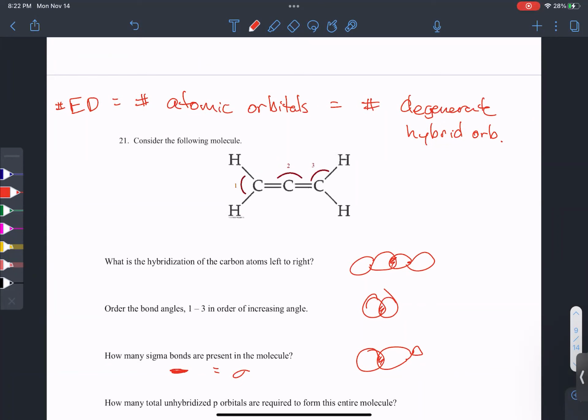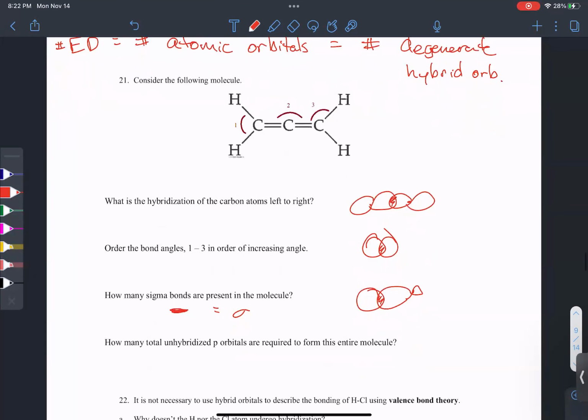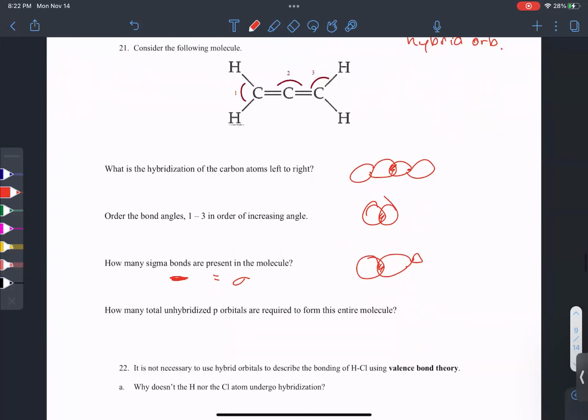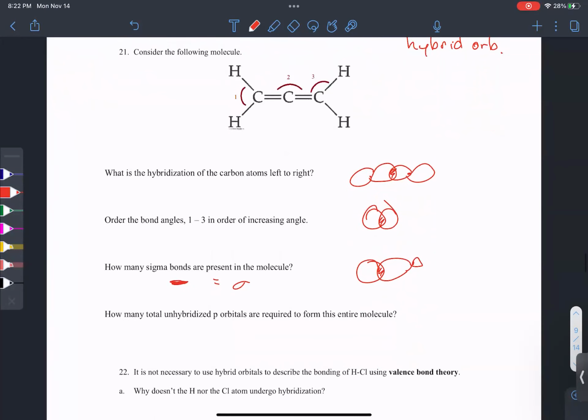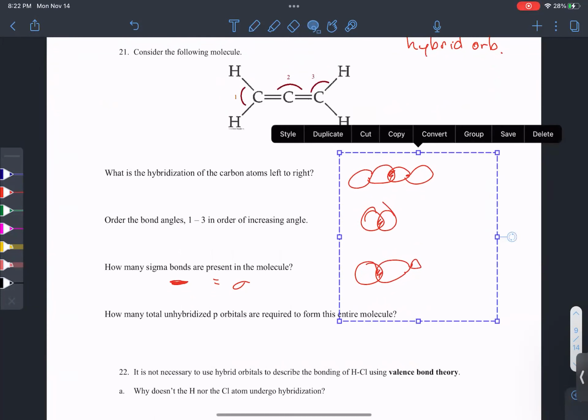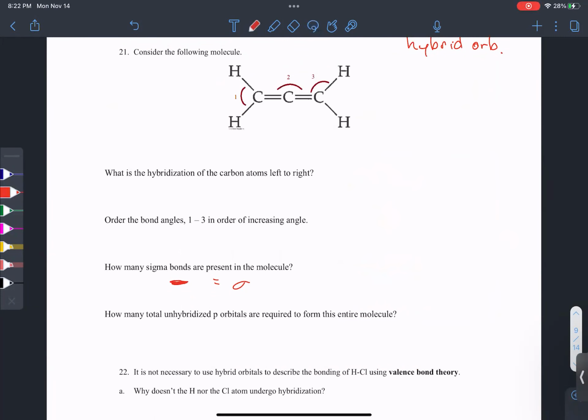Sometimes we need to think about where that unpaired electron is. Is it in an atomic orbital? Is it in a hybrid orbital? I think we talk about that in the next questions. So a single bond is always comprised of a sigma interaction. A double bond is not comprised of 2 sigma interactions. That's a common misconception. The first component is sigma in nature. The second component is always pi in nature.